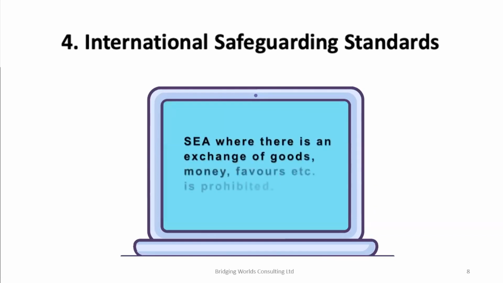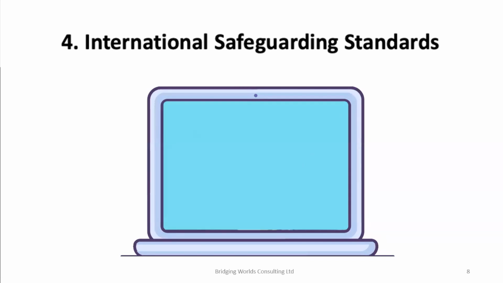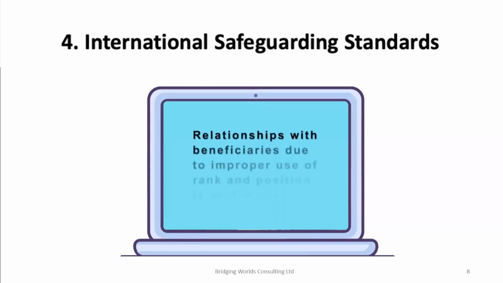Exchange of money, employment, goods, or services for sex, including sexual favors or other forms of humiliating, degrading, or exploitative behavior is prohibited. Any sexual relationship between organizational workers and someone who benefits from assistance where there is improper use of rank or position is prohibited. Such relationships undermine the credibility and integrity of humanitarian work.